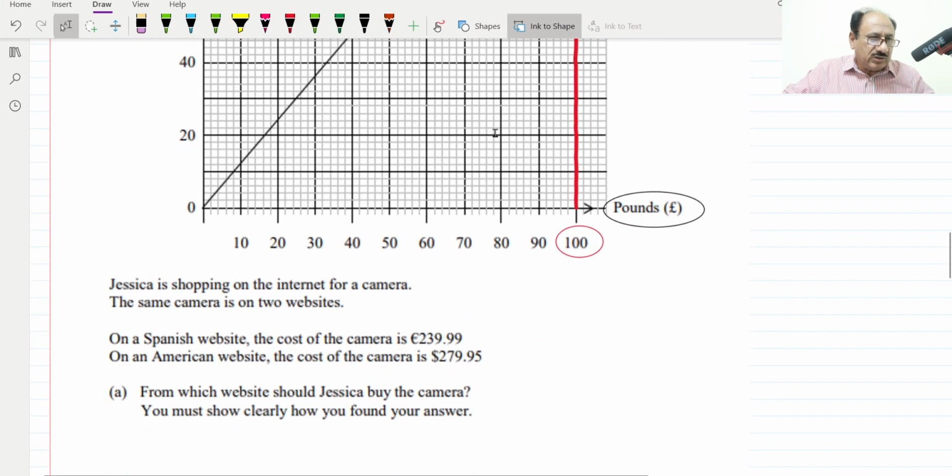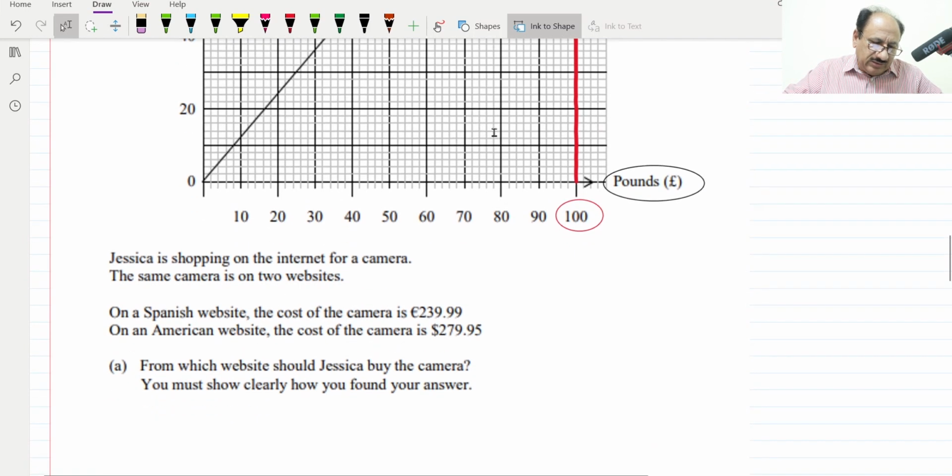And what is the question? Question is, Jessica is shopping on the internet for a camera. The same camera is on two websites. On a Spanish website, the cost of the camera is this many euros. On an American website, the cost of the camera is this many dollars. From which website should Jessica buy the camera? You must show clearly how you found your answer.